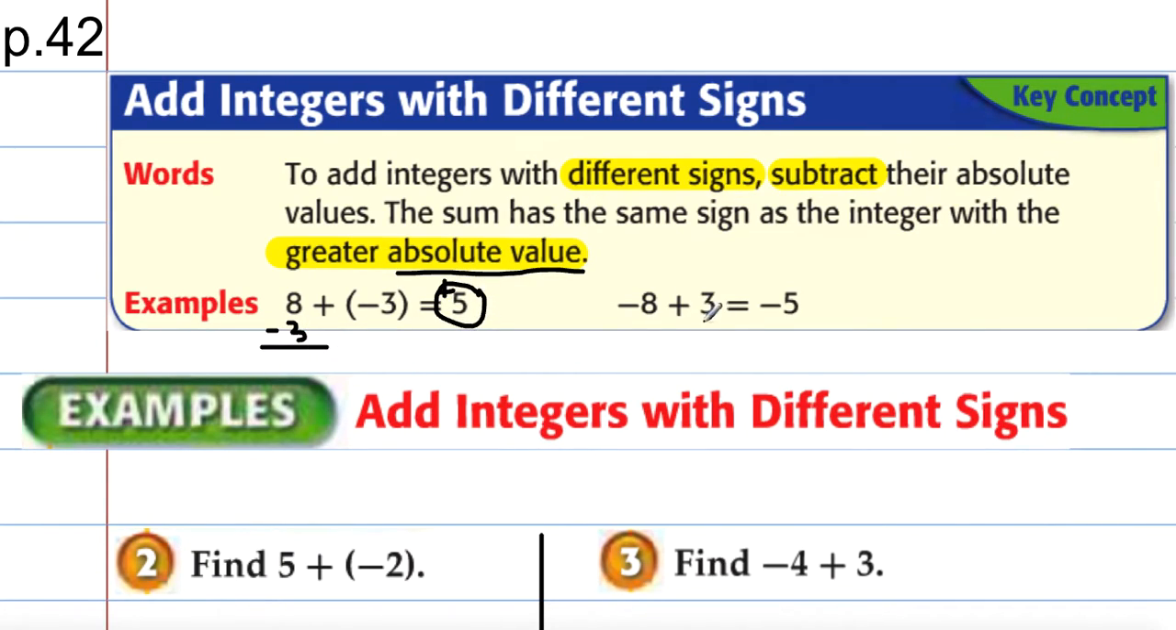Same thing here on the right. Negative 8 and 3. Negative 8 is 8 units from 0. 3 is 3 units from 0. So negative 8 has a greater absolute value. So my sum of this is going to be negative. I keep the sign of the larger number. So I'm going to take 3 away from the absolute value of 8, and it's still a difference of 5.